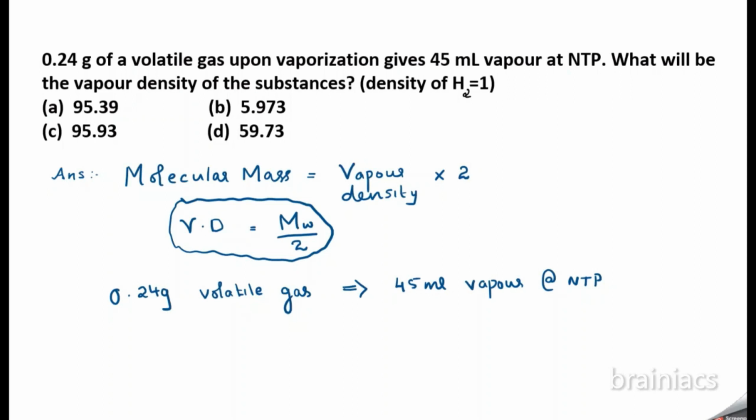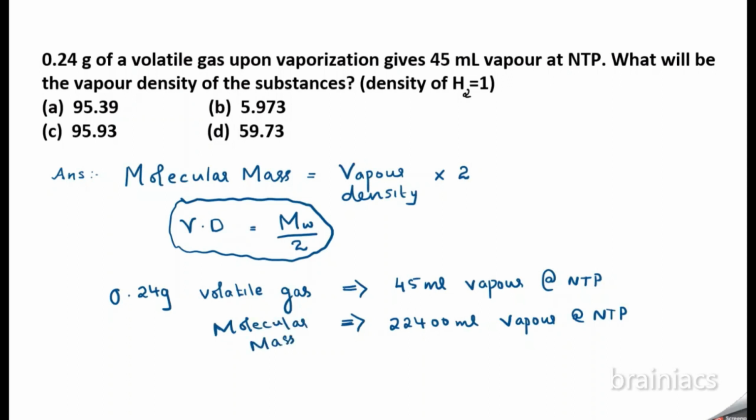Correct. Now to find the vapor density, we should know the molecular weight. So how can we find the molecular weight of the gas here? We know that 22400 ml of vapor at NTP will have a mass equal to the molecular mass. This mass will be equal to the molecular mass.